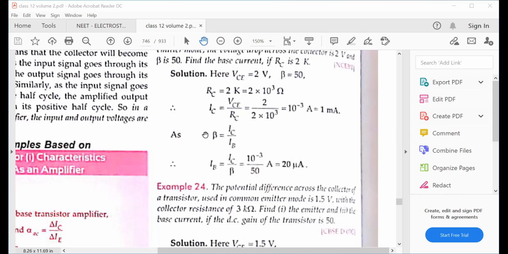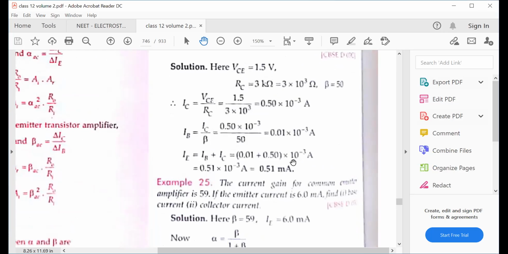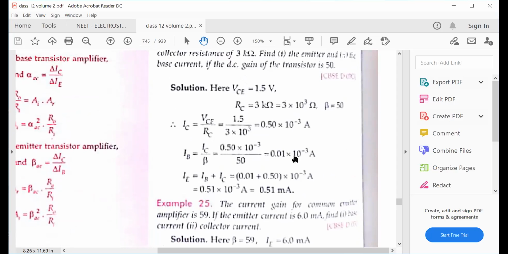So IB is 5.1 into 10 raised to minus 4. Yeah, correct. So we can say that it is 0.5 milliamps or 5 into 10 power minus 4 amps. Okay, correct. So try question 25.